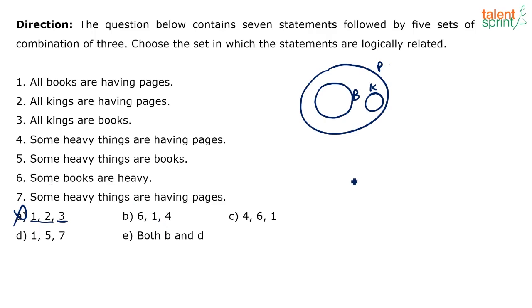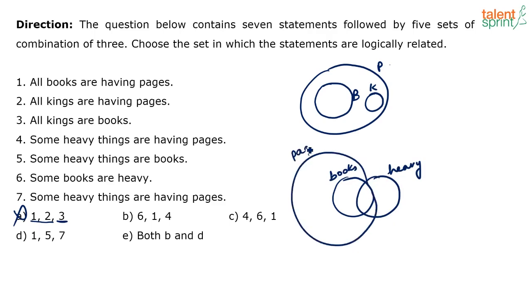What is 6? Some books are heavy. And 1 is all books are having pages. What does the fourth statement say? Some heavy things are having pages. Yes, see, now these are related. Why am I saying that? When I drew the diagram for 6 and 1, 4 is also coming there, correct? Some heavy things are having pages, so that is also satisfied. So in this diagram all the 3 statements seem to be true, correct? So this follows.